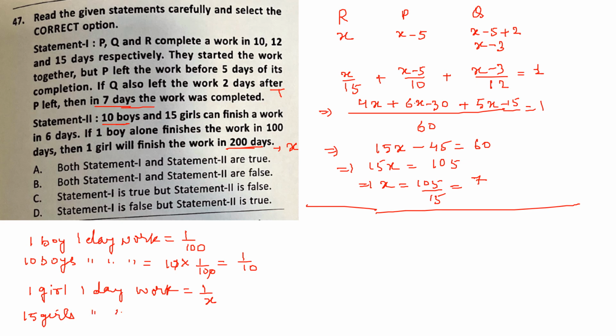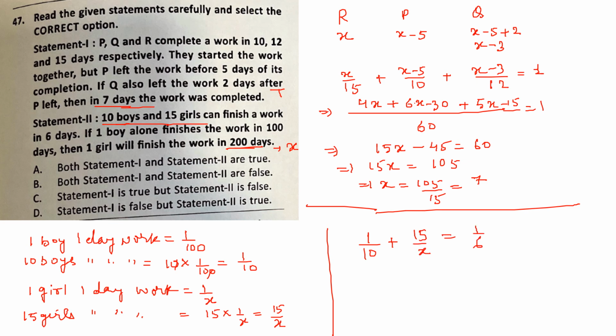15 girls' 1 day work will be 15 into 1 by X, which is 15 by X. Now I'm going to put this value in the first statement. 10 boys and 15 girls finish the work in 6 days. So from here I can write 1 by 10 plus 15 by X is equal to 1 by 6.